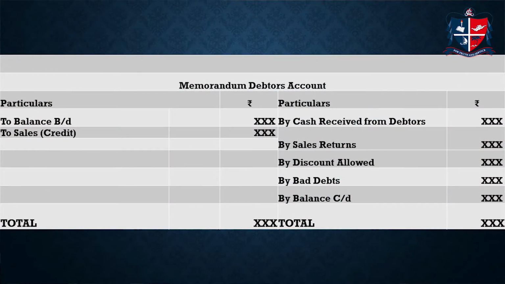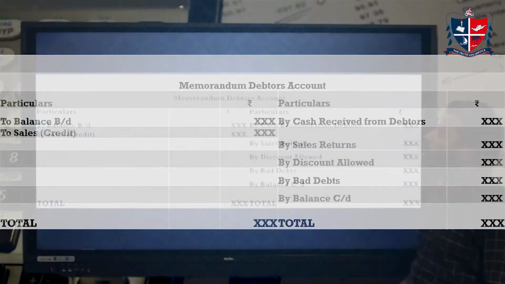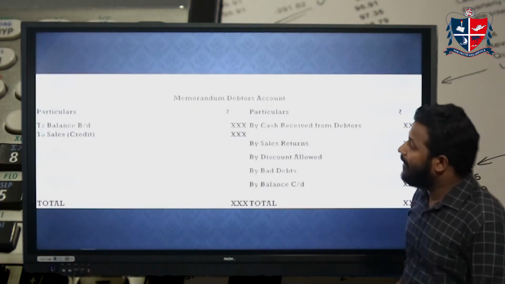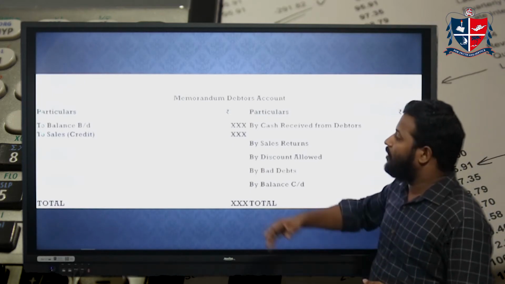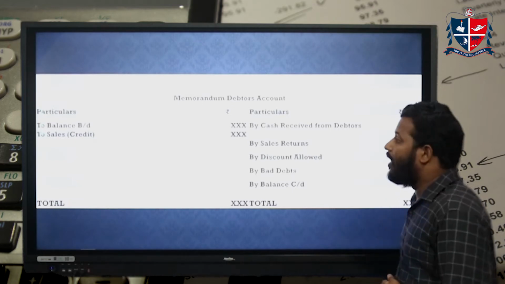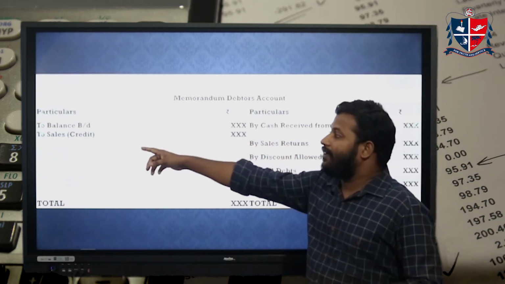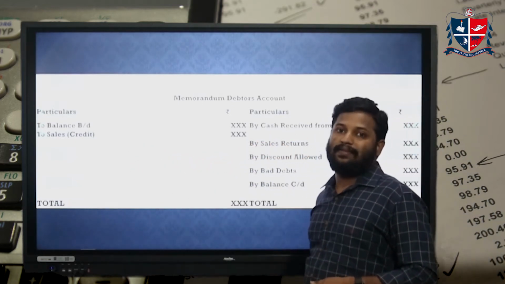So this is the format of memorandum debtors account. Basically, this is a debtors account. You could see here that we are writing the opening balances, the 'To balance brought down'. There we will be writing the opening debtors, which we will be having in the opening balance sheet. So this item will be coming over here. Then we will be writing 'To sales', basically the credit sales.